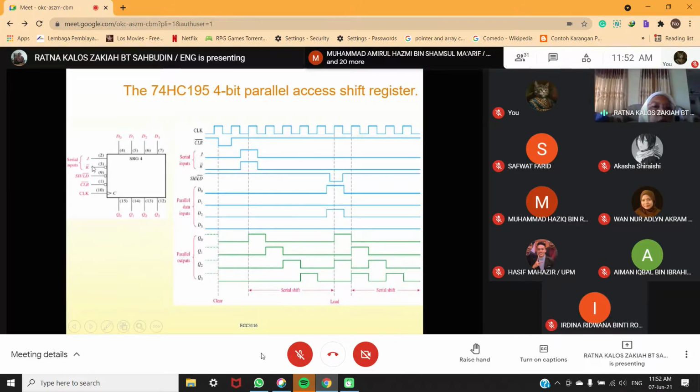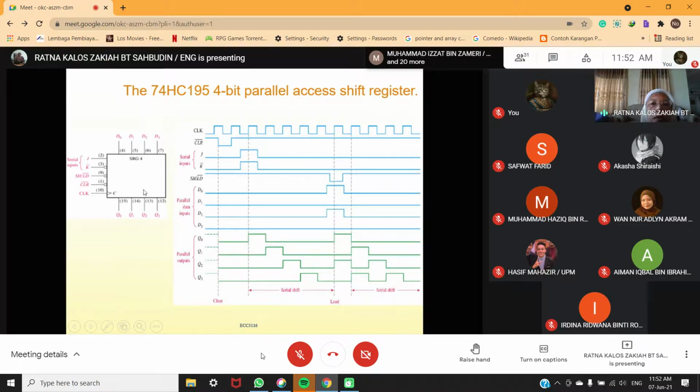So here you look at here, it is using JK flip-flop because it's labeled here JK. So inside this IC, meaning it uses JK flip-flop. And then you have shift and load. You have clear and then you have clock here.